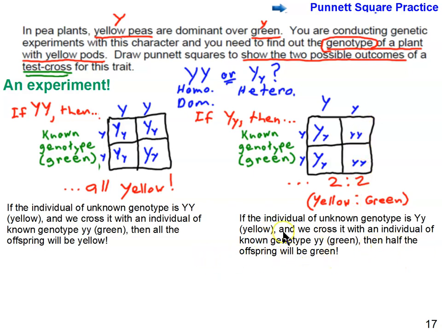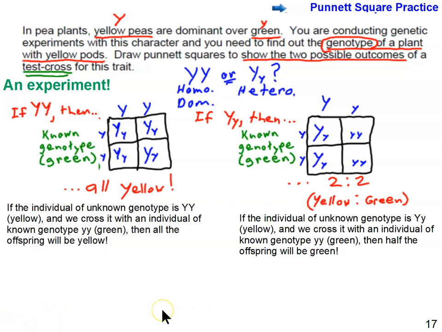All right, so we would hypothesize these two predicted outcomes and then actually carry out the experiment and see what the offspring were. And if there were any green offspring at all, then we'd know that the individual of unknown genotype is actually heterozygous. If not, then we would know that they were homozygous dominant. That's a test cross. And obviously you can't do this with people, but you sure can with pea plants, and you sure can with fruit flies, and all kinds of other animals or other organisms.